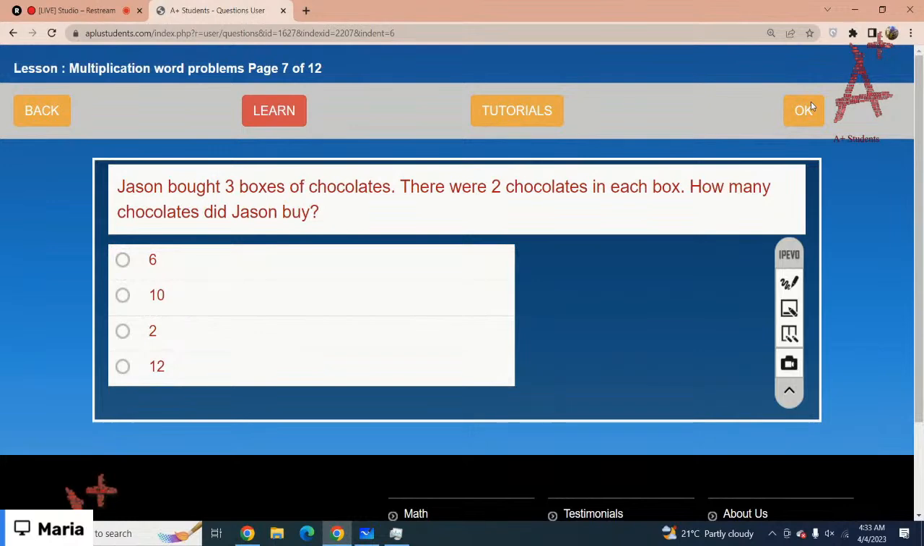Okay, Jason bought 3 boxes of chocolate. There were 2 chocolates in each box. How many chocolates did Jason buy? Yes, 3 times 2 is 6. That means Jason bought 6 chocolates. Got it? The correct option is 6.